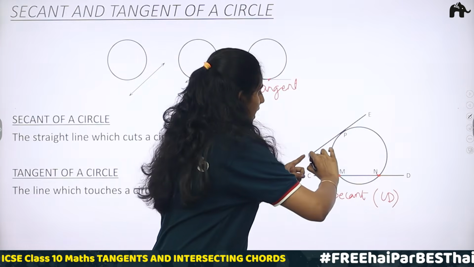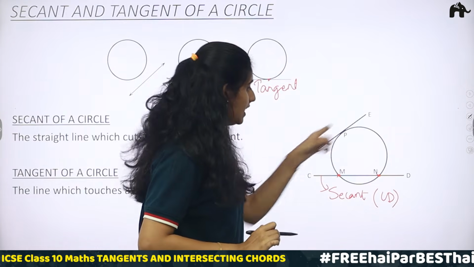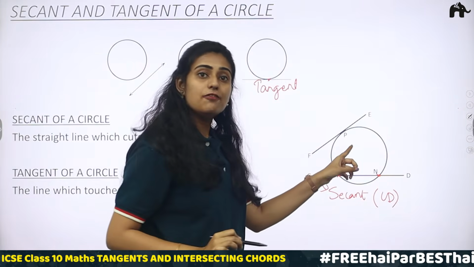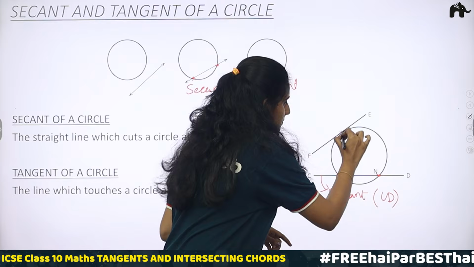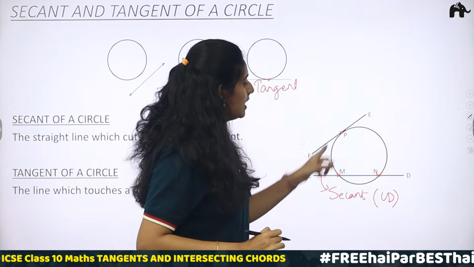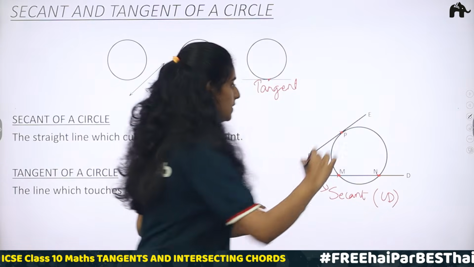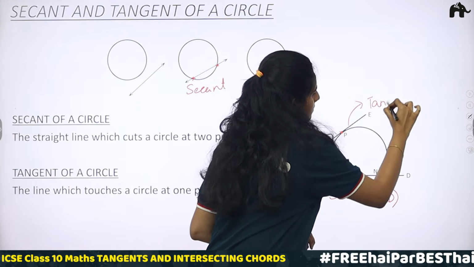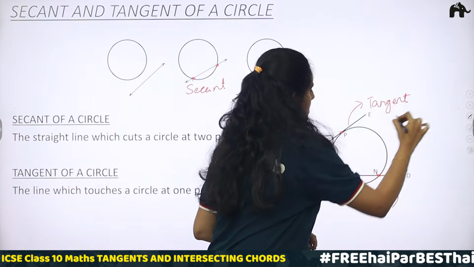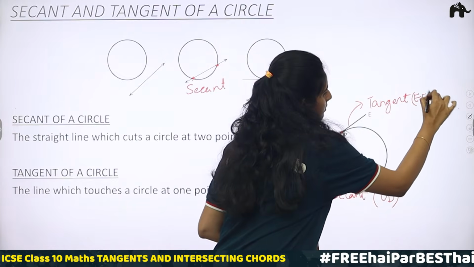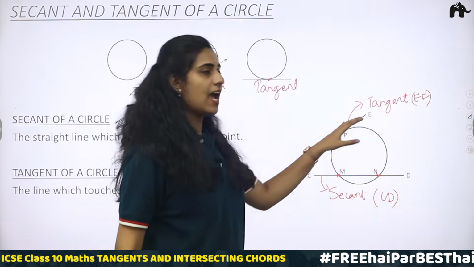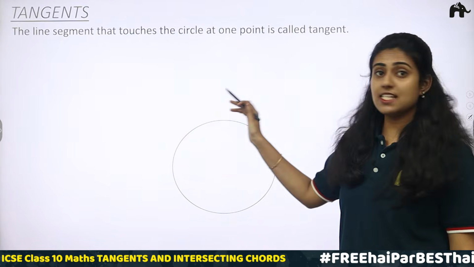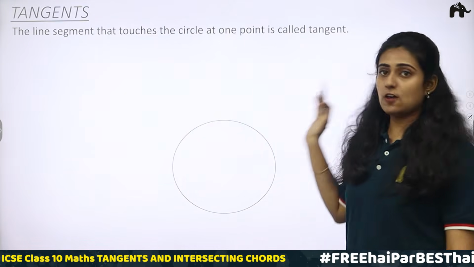Now, FE or EF is a line segment that touches the circle at only 1 point, that is P. Okay, it touches the circle at only a single point, which is P. Therefore, here we have the tangent. Tangent of the circle is tangent EF. Understood what secant and tangent are? So, we understood what a tangent is. The line segment that touches a circle at 1 point is called a tangent.